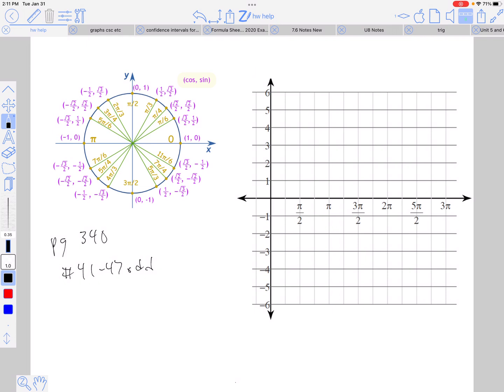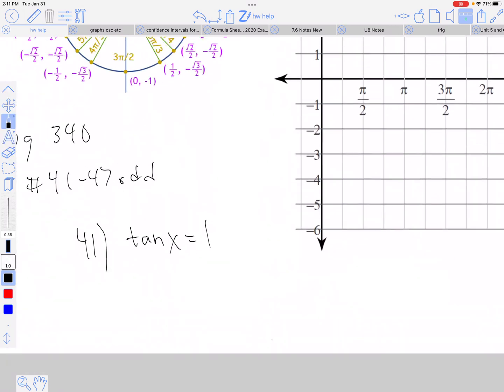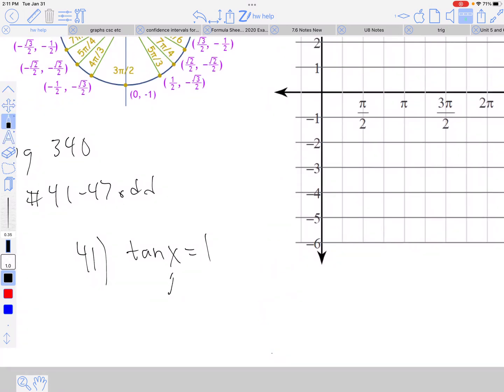All right, so we're supposed to use the graph. It says no calculator on the instructions. Let me write 41 in case you don't have the book. Use the graph to figure out when this is true, when tan x equals 1. So we've got to figure out what input gives us an output of 1.